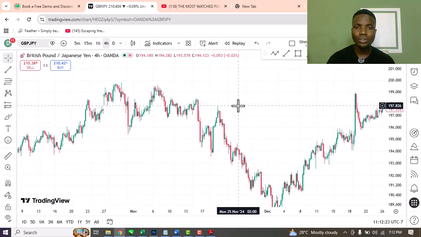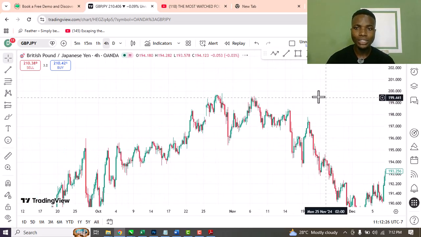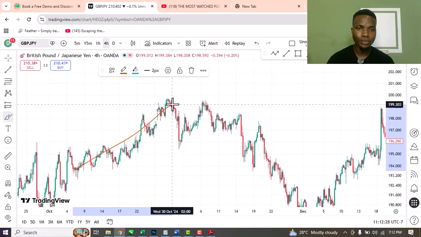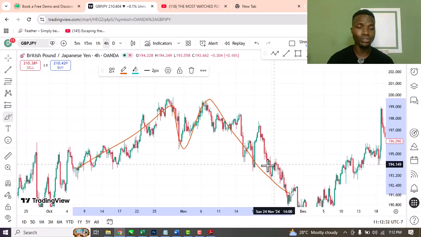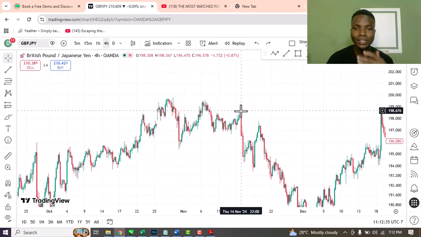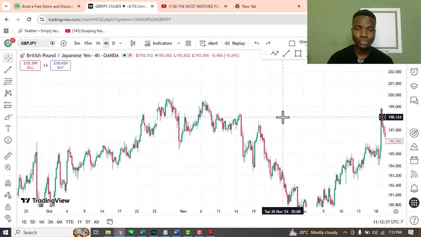We can see that price was moving in an uptrend, but at a point in time price reversed to the downside, right? So let us begin to mark our break of structure to the downside.